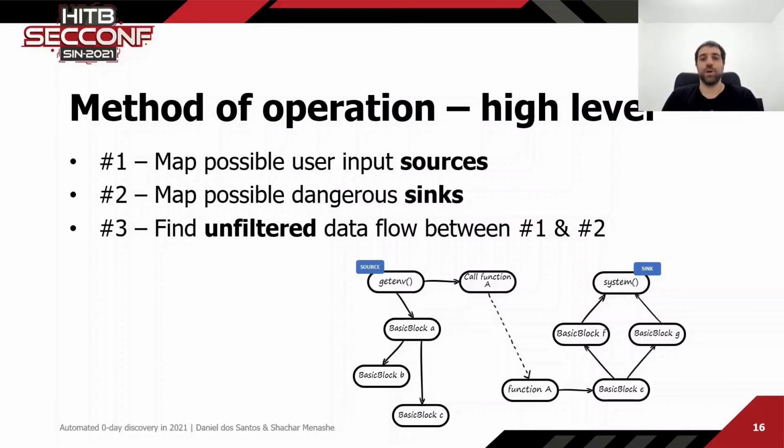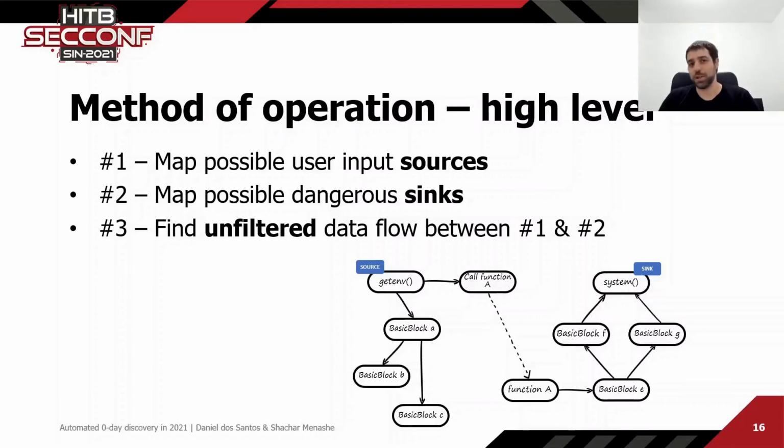These are the sinks. And the third step is to find an unfiltered data flow between one of the sources and one of the sinks. We will touch upon what unfiltered actually means, but basically it means that nobody is filtering out bad or malicious user inputs. And the term malicious really depends on what kind of vulnerability it is. Malicious in terms of buffer overflow isn't going to be the same as in integer overflow or command injection. So we'll go into that.